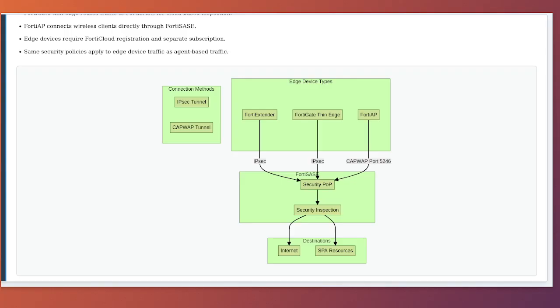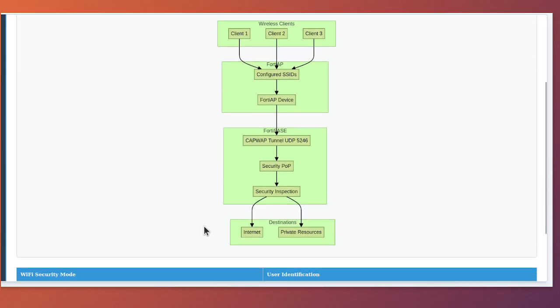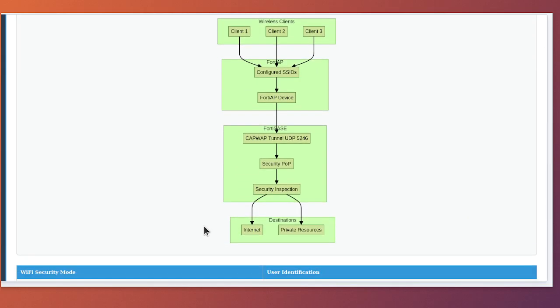Edge device traffic is subject to the same security policies as agent-based traffic, allowing consistent security enforcement across all connection methods. FortiAP Edge Device Configuration. FortiAP wireless access points can connect directly to FortiSASE, providing secure wireless access without requiring a local FortiGate controller. This is particularly useful for distributed locations that need wireless connectivity with centralized security.